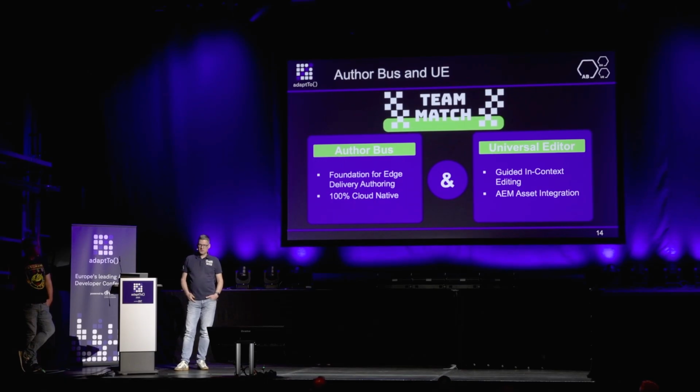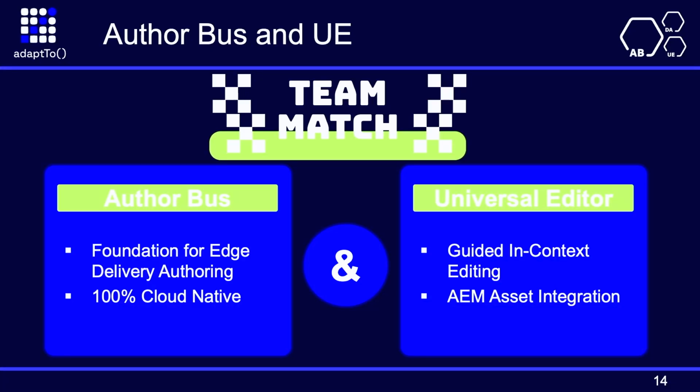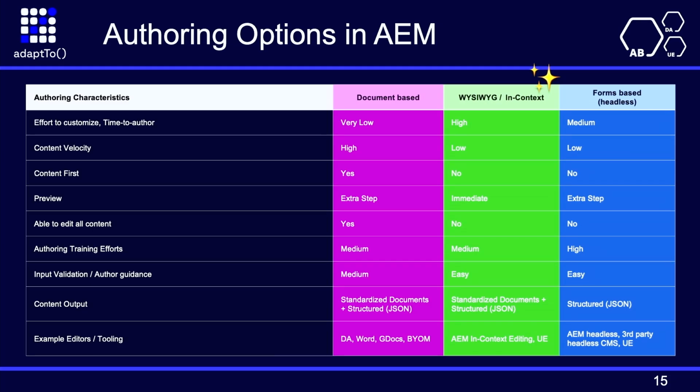But as I said, we know WYSIWYG and guided editing is super important. That's why we started with a small POC, just two weeks, and now we have our first customer live as of last week using Universal Editor in combination with Author Bus and DA. We know customers want guided authoring, they want WYSIWYG, they want real preview. And the good thing is, with DA and Author Bus we are not forcing you to make any choice, because you can get both options. Technically it's even a third option, which I will cover in a second. You can use both of these options on one website.